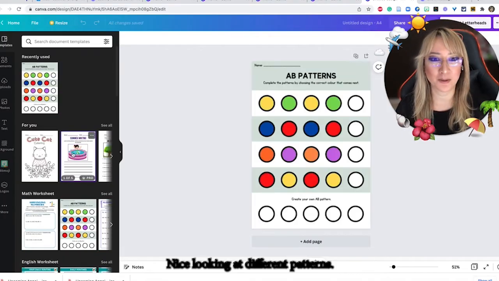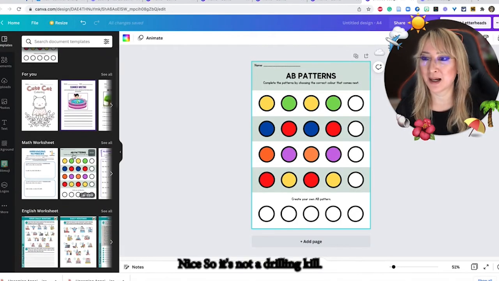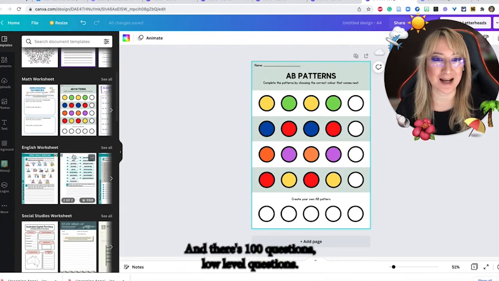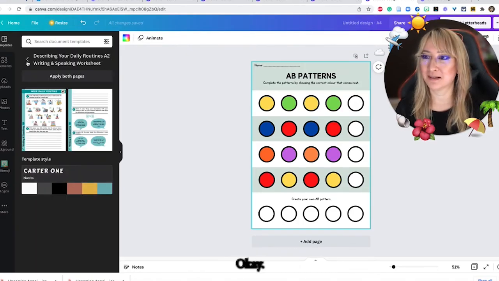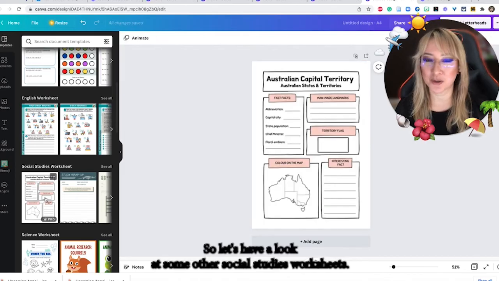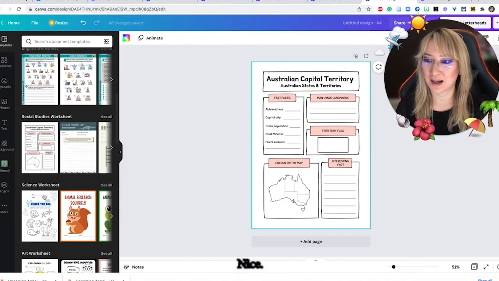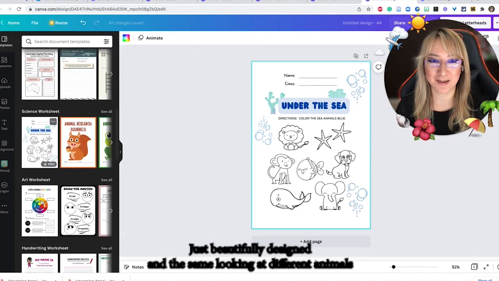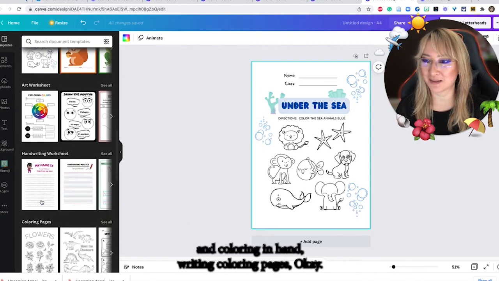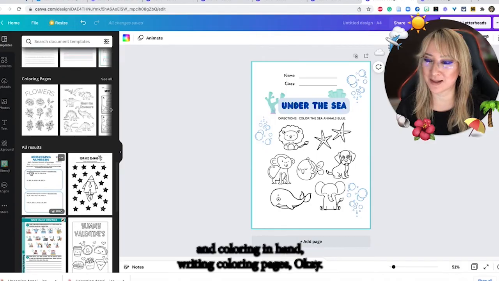Okay, nice. Like looking at different patterns. Nice. So it's not a drill and kill and there's 100 low-level questions. Lovely. Okay, so let's have a look at some others. Social studies worksheets. Nice, just beautifully designed. Under the sea, looking at different animals and coloring in, handwriting, coloring pages.